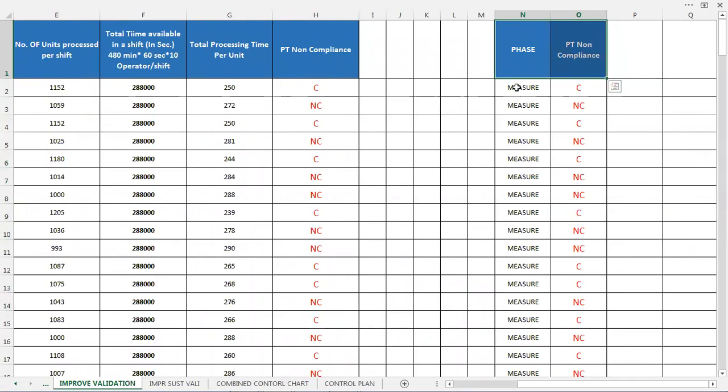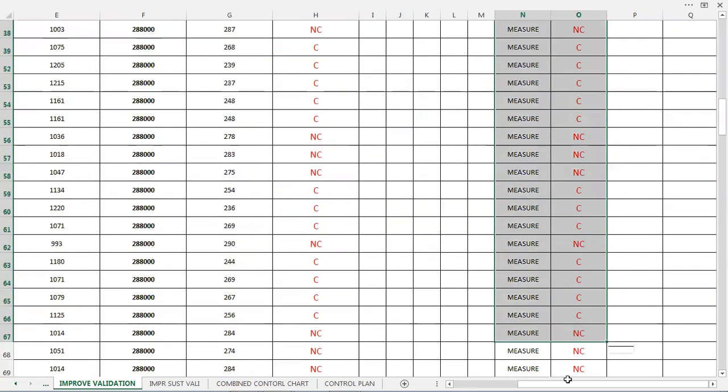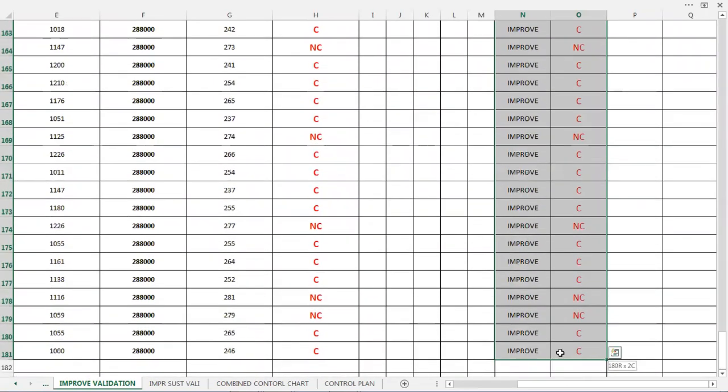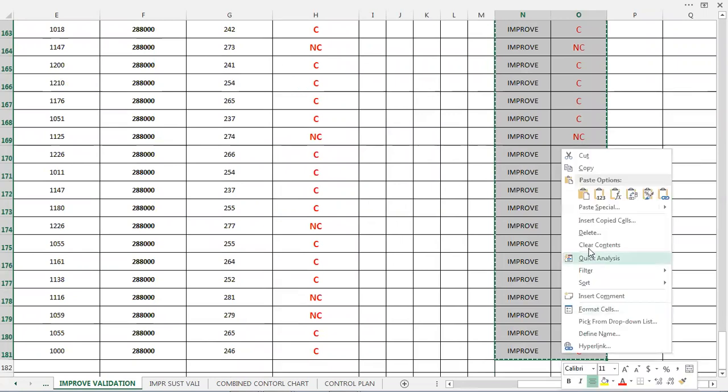So all we're going to do is copy this data, not from phase and PT non-compliance, but from the second row. We are going to take the data, major and C. We're going to start from there, and then we'll take the whole data. So we're going to take only the data and not the titles. We're going to copy it. So let me right click it.